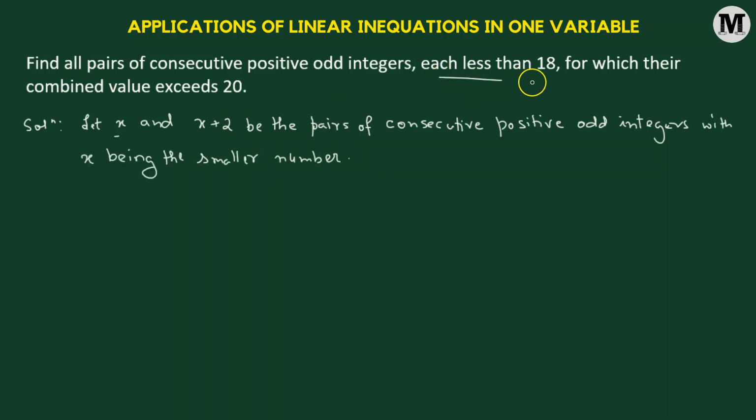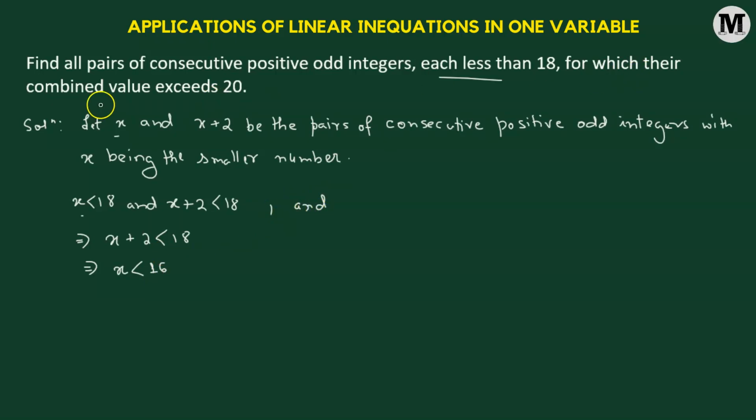It's given here that each are less than 18. So that means x is going to be less than 18, as well as x plus 2, the next consecutive odd number, is also going to be less than 18. However, we don't have to use x less than 18 because this will simply mean that x plus 2 is less than 18. The logic behind this is we're considering the larger number to be less than 18. If the larger one is less than 18, then the smaller one, because x comes before x plus 2, is going to be automatically less than 18. So we only take x plus 2 to be less than 18. Solving for x, we find that x is going to be less than 16. We keep this aside, and then we have the other condition.